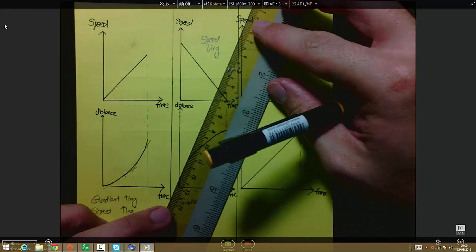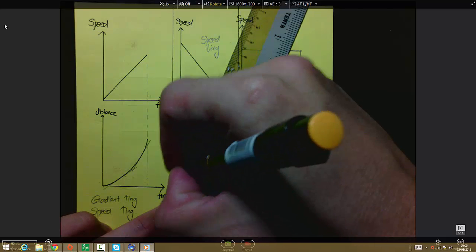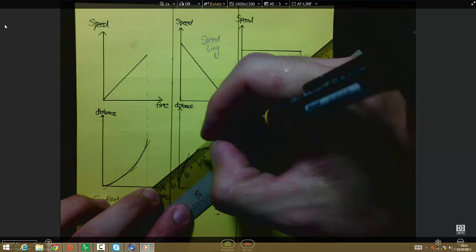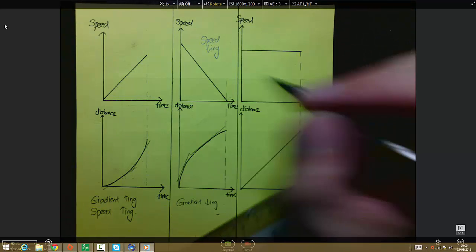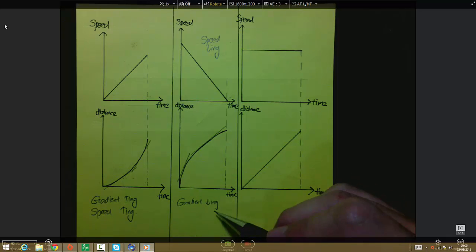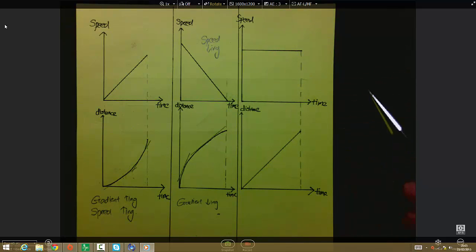If you draw a tangent down here, you notice that this tangent is steeper than the tangent down here. Notice that this tangent is more steep than this tangent. So the gradient from here to here is actually decreasing, which means that speed is decreasing.